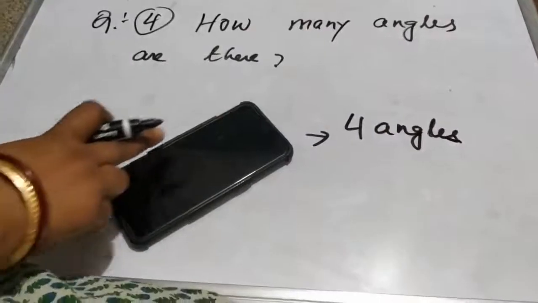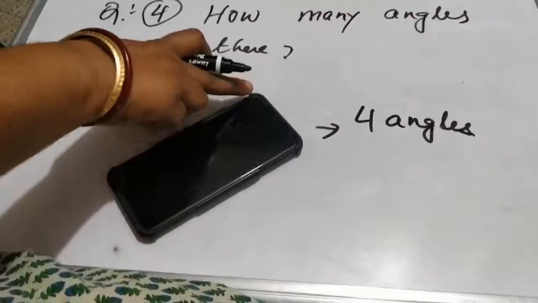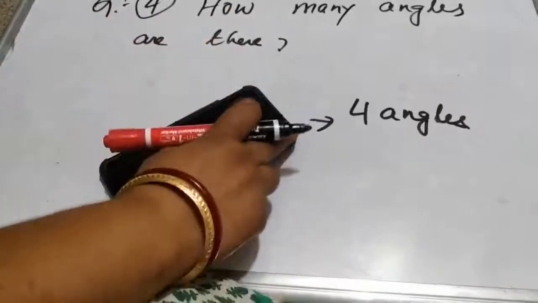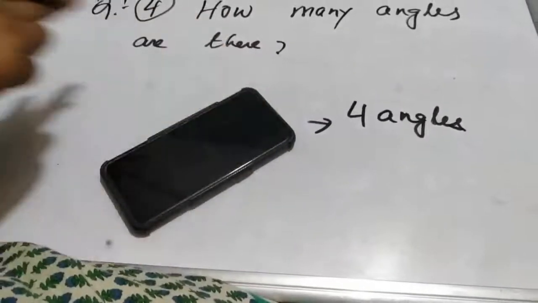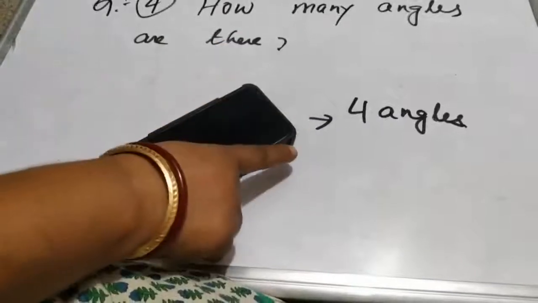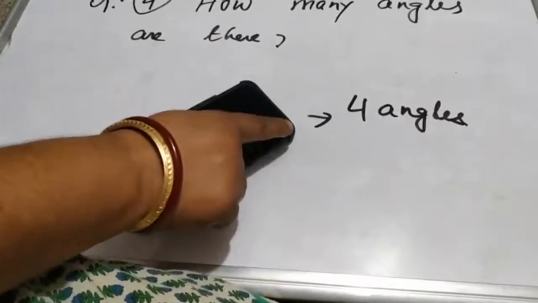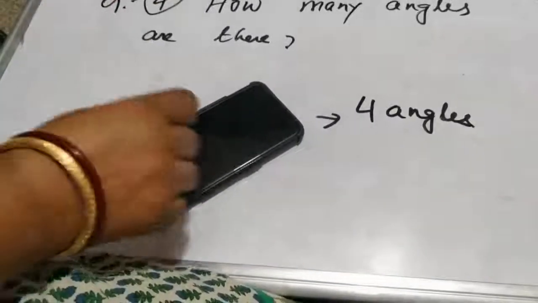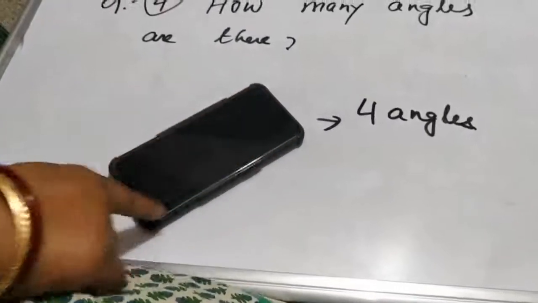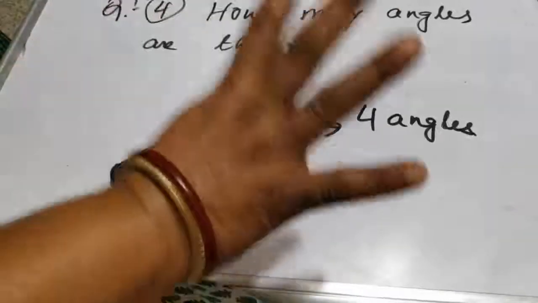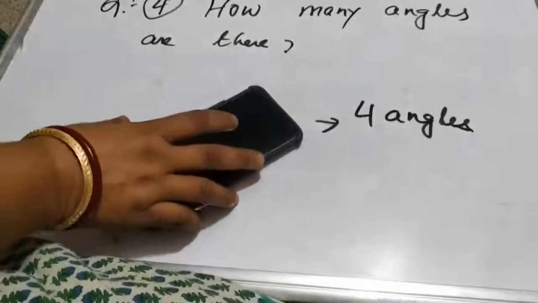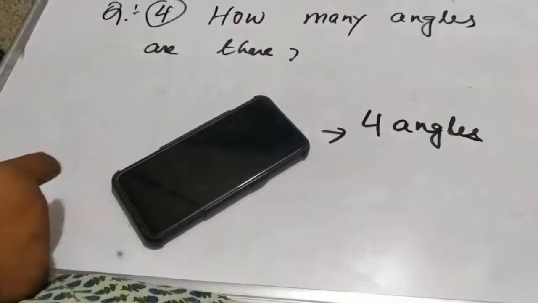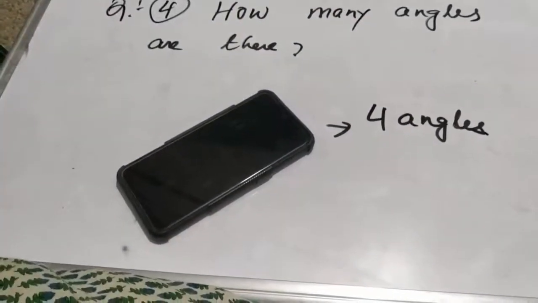Here all of you see this straight line meeting at a point. This is an angle. This line and this line are meeting at this point. This is the angle. Angle number 1, angle number 2, angle number 3 and angle number 4. So how many angles are there in this face of this mobile? 4 angles. So similarly pictures are given in your book. You have to write down the number of the angles of that picture.